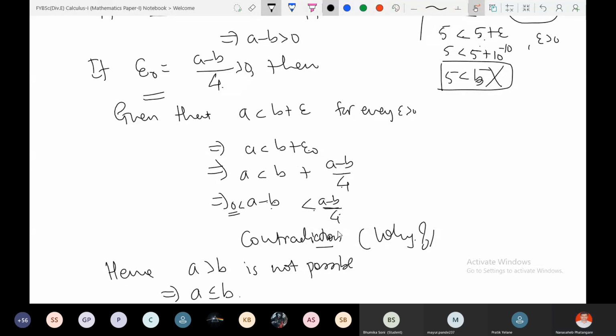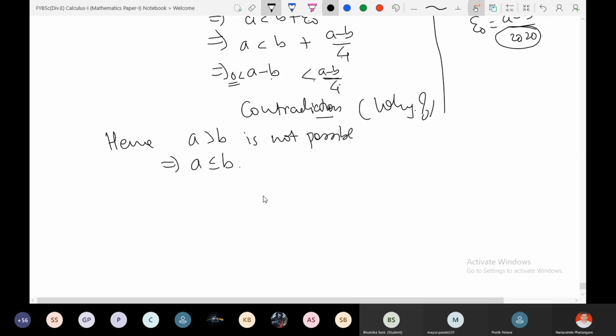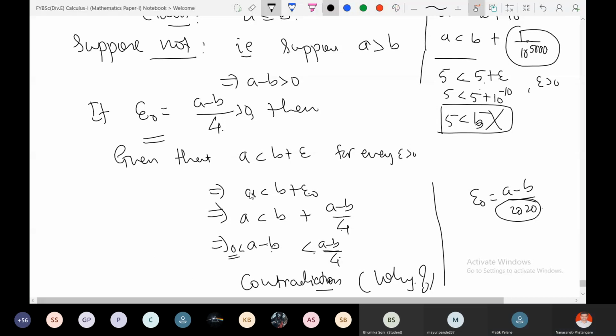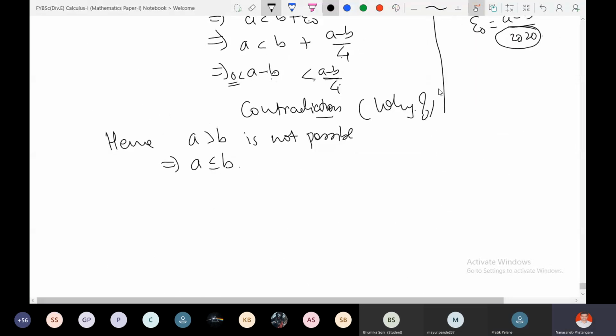Remember this. It is up to your logic what number you select. I am selecting 4 because I want to be safer. A very small number is greater than the bigger number, that contradiction I wanted to get. That is the only aim. So it doesn't matter. You can select epsilon equal to (A minus B) upon 2020. Doesn't matter. The number which I am selecting at the denominator is not an issue. Is it clear now? Yes, sir.